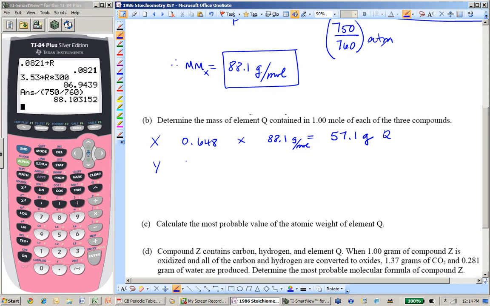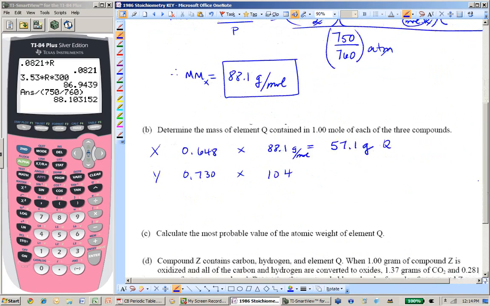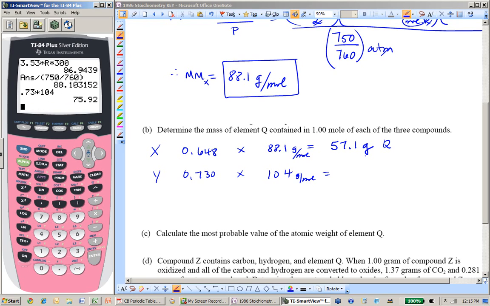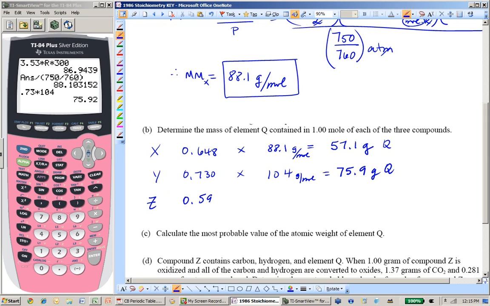And then for Y, it was 0.730. Oh no, I take that back. It's up in the table, it's 104 grams per mole. And so that is 75.92. I'll call that 75.9. And for Z, it was 0.593 times 64.